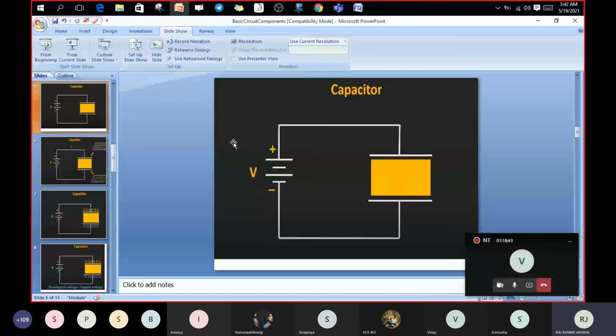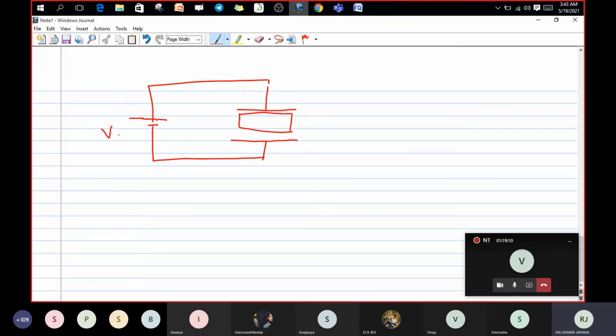First of all, whatever I am explaining here, you should observe carefully. Okay guys, this is the battery plate. Could you see I'm drawing something? Yes, sir. Very good. Yes, this is the voltage we supply.